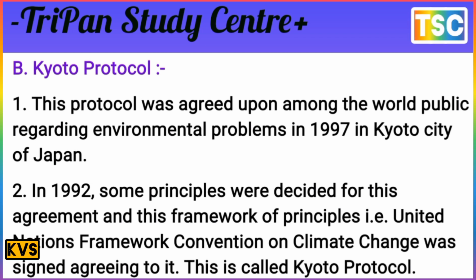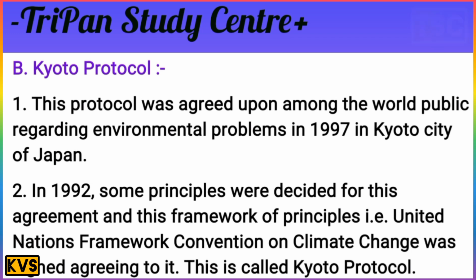The next topic is the Kyoto Protocol. This is a protocol agreed upon among the world's nations regarding the environmental problem in 1997 in the city of Kyoto, Japan. That's important. It's called the Kyoto Protocol. In 1992, some principles were decided, and on this framework of principles, the United Nations Framework Convention on Climate Change was agreed upon. And this is called the Kyoto Protocol.